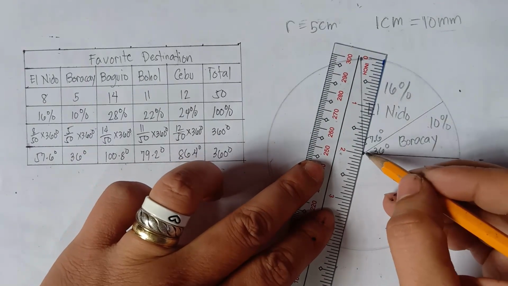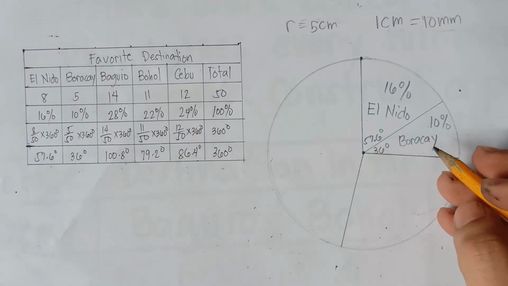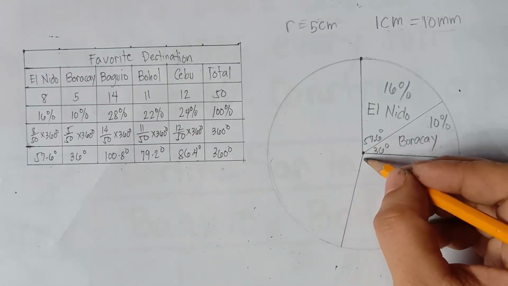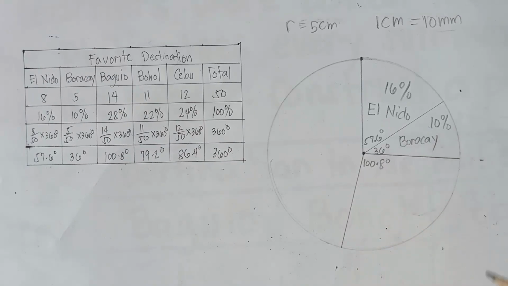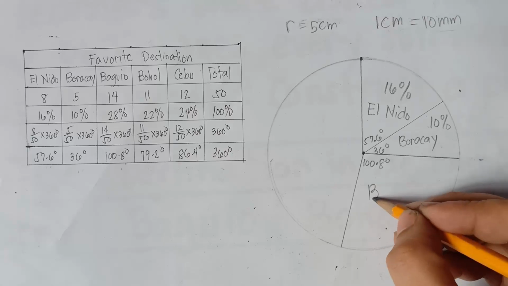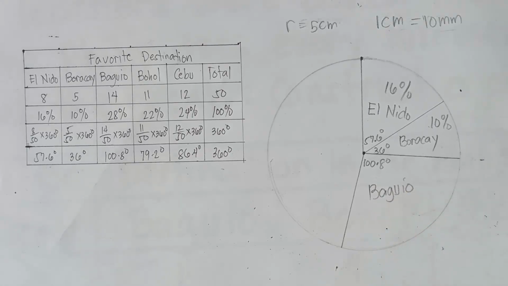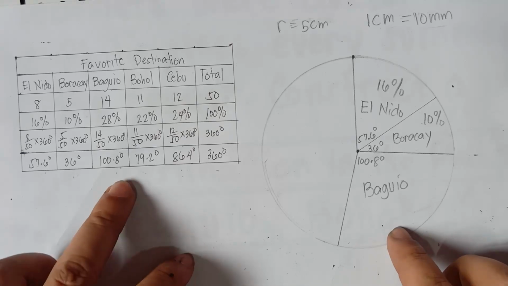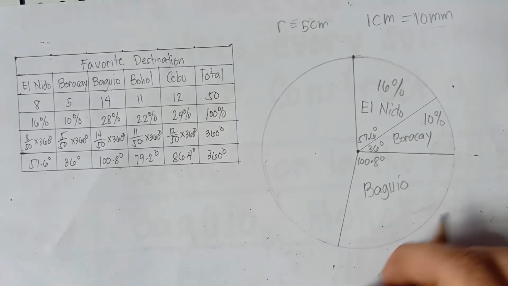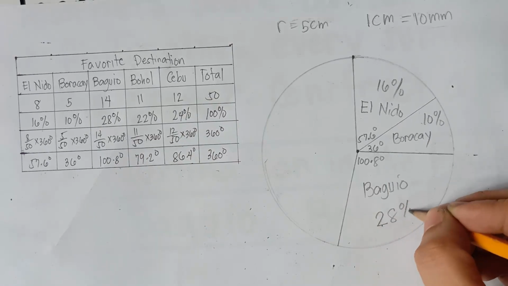Once again, class, you do it step by step. Alright, so this will be estimated 101, near 101. So this will be 100.8 degrees, and this will be for Baguio. Okay. So, bigger sector for Baguio because this is 100.8 degrees. So, the percentage, that would be 28%. 28% for Baguio.